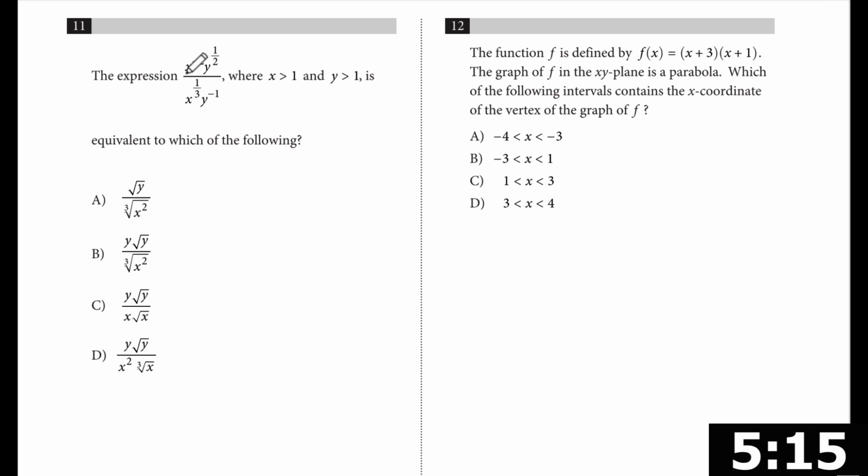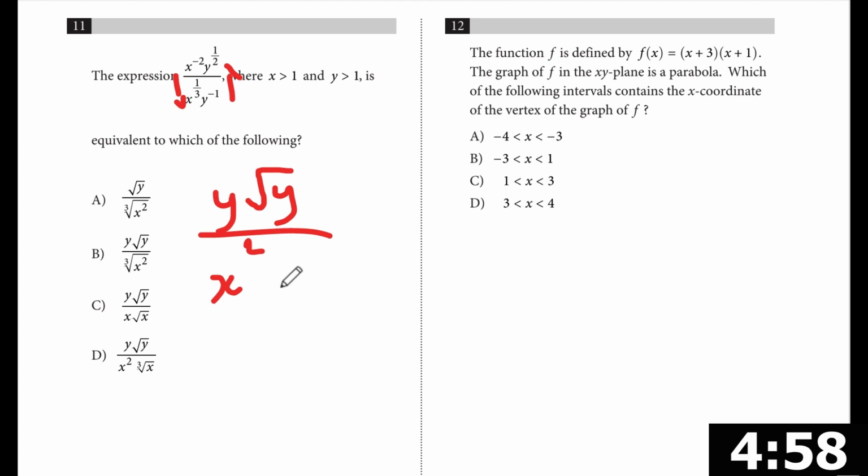The expression x to the power of -2, well, this would go down. Y to the power of -1 would go up. And I'm going to rewrite y to the power of 1/2 as the square root of y. So we have y times the square root of y over, and we write x to the power of 1 over 3 as the cube root of x. So we have x squared times the cube root of x. And this would be d.